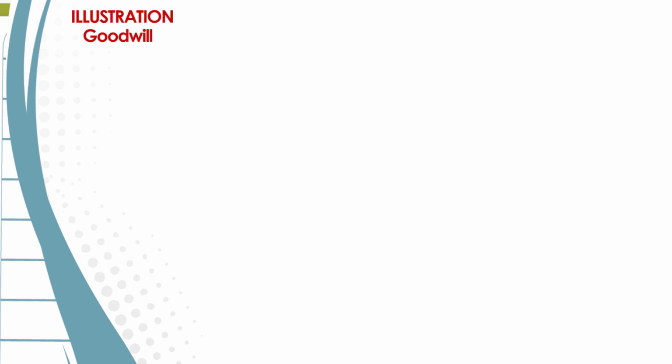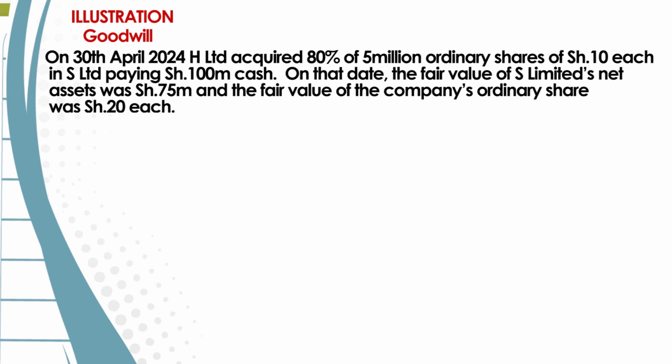It reads: on 30th of April 2024, H Limited acquired 80% of 5 million ordinary shares of shillings 10 each in S Limited, paying shillings 100 million cash. On that date, the fair value of S Limited net assets was shillings 75 million, and the fair value of the company's ordinary shares was shillings 20 each. So what are we required to do?